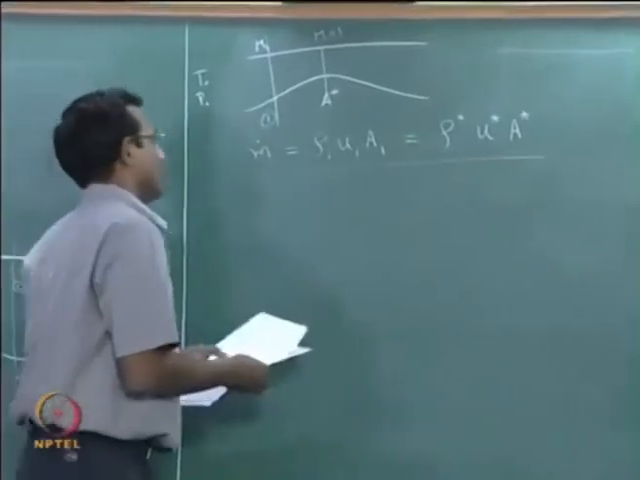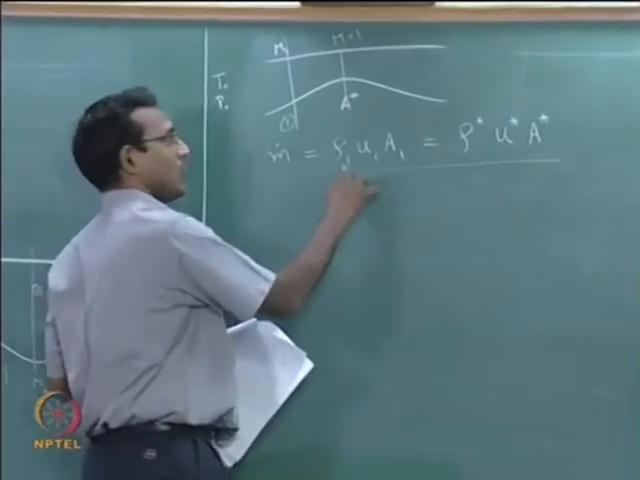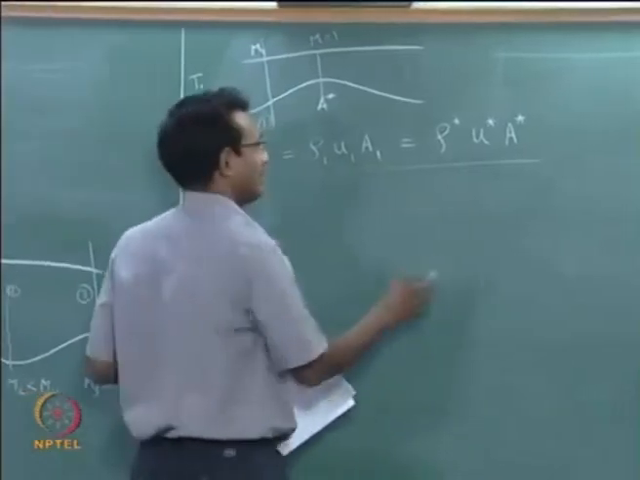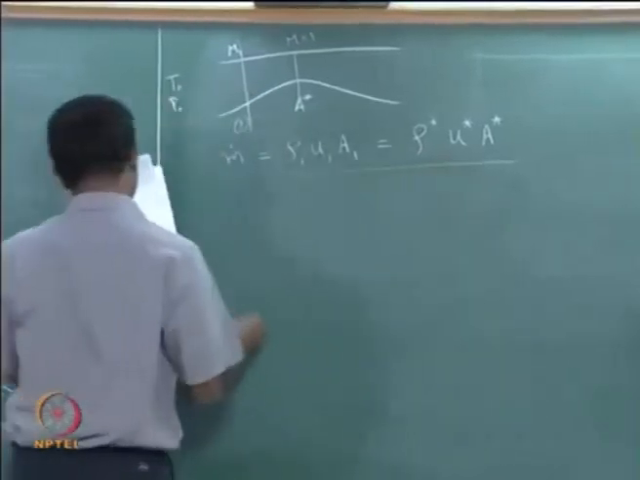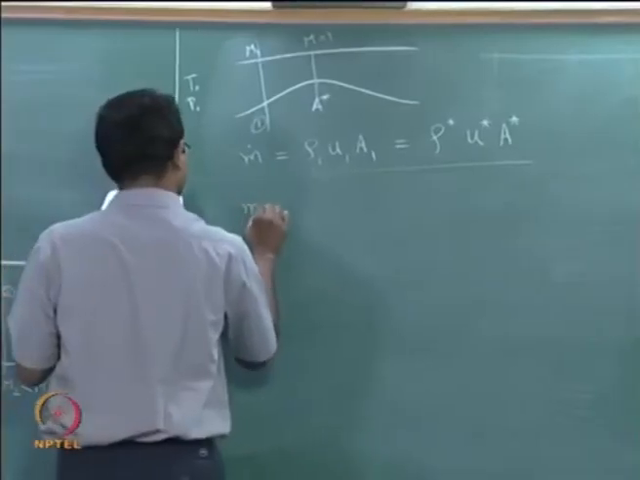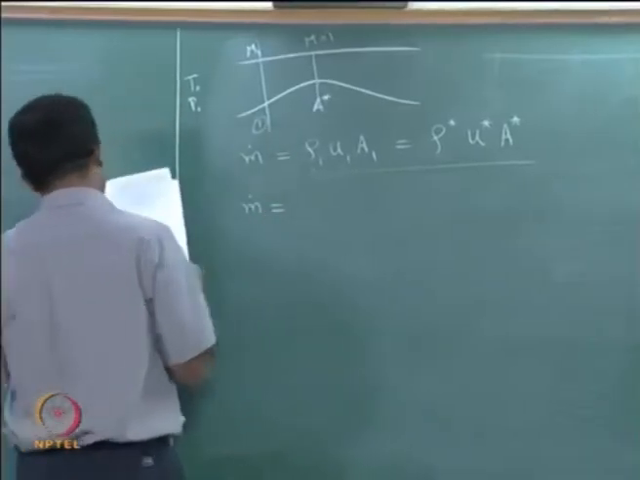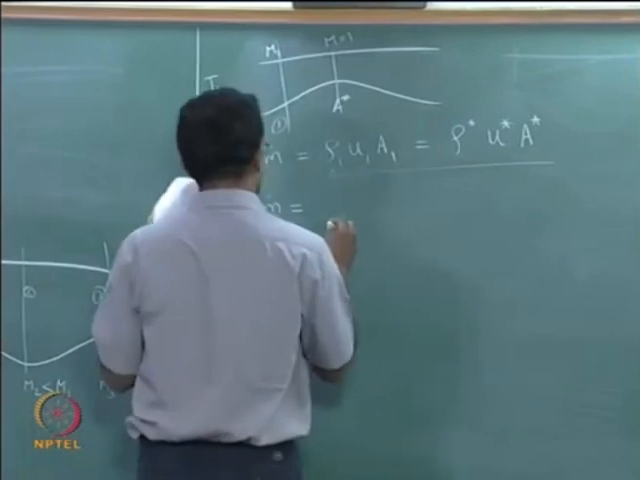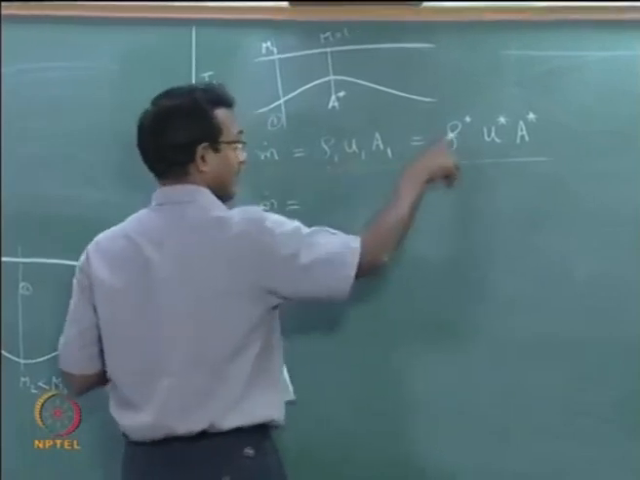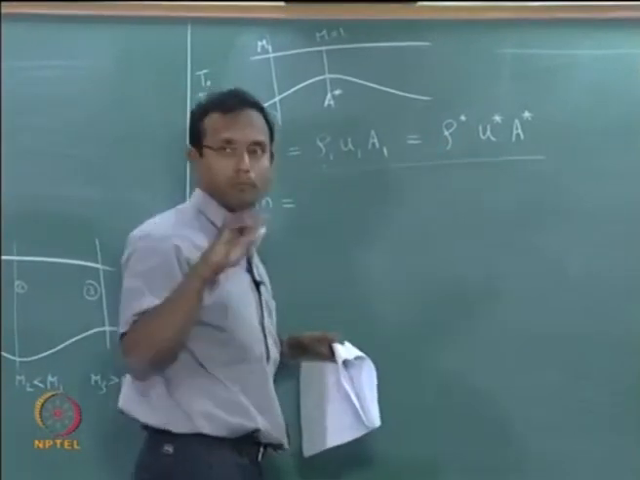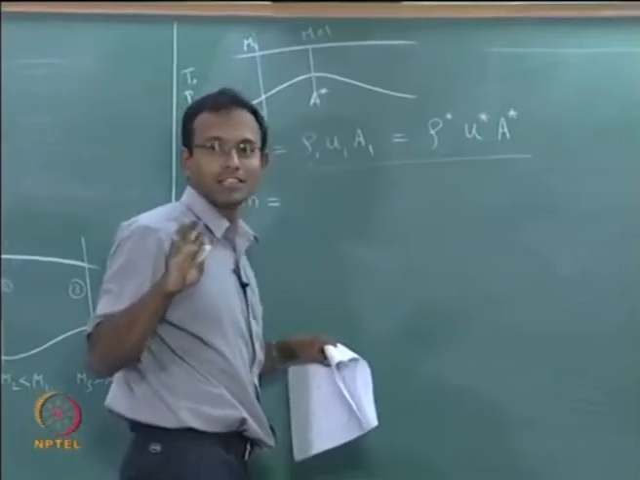Not very difficult to do. I won't use this rho 1 u 1 a1, it is more difficult. I will go use this. Okay. m dot is going to be equal to, I will write everything only in terms of P naught and T naught, the stagnation conditions. Okay.